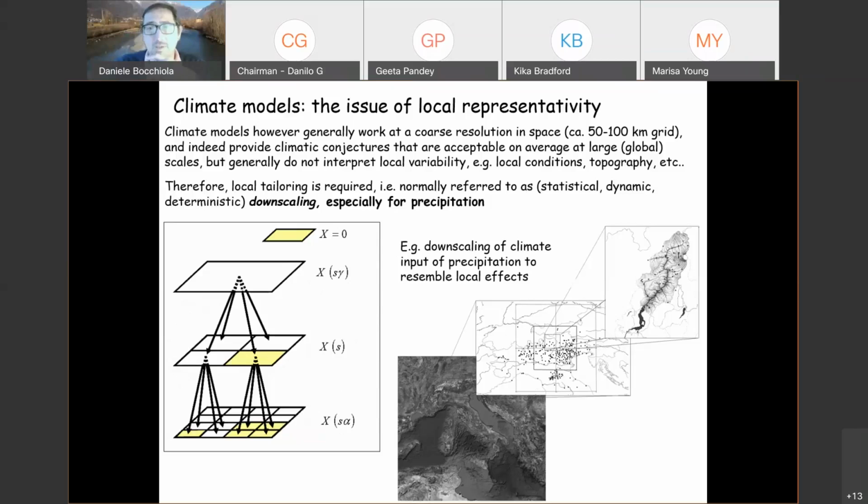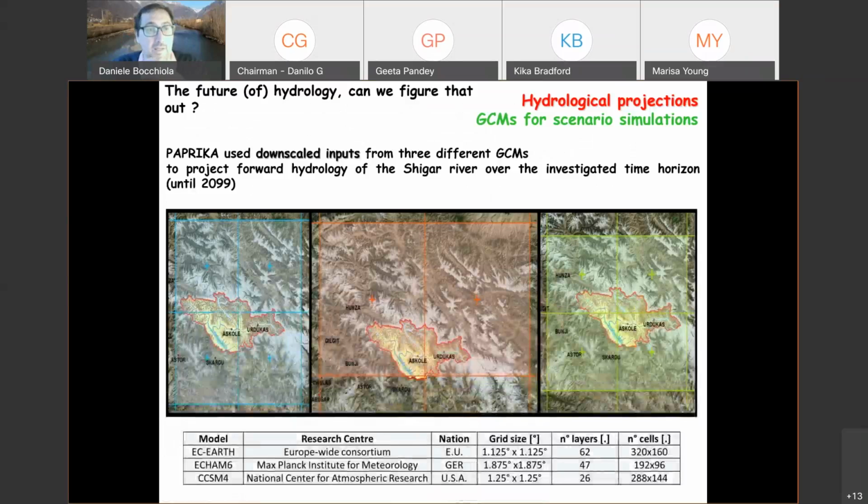This is just a representation of downscaling: you start with a very coarse grid from a GCM model, and then you come up with a representation at a small scale. This is a catchment in northern Italy, for instance. This is the application to the Karakoram case, and you see we have used 3 models, and each model has a different footprint on the ground, which is the cell of the model, and they include the region of interest in different ways.